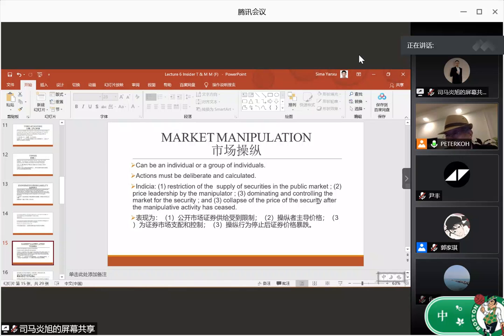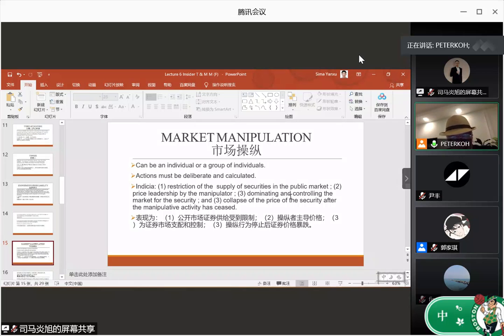Now we move on to part 2. Part 1 is insider trading. Part 2 is market manipulation. Now, who can be involved in market manipulation? An individual or a company? It can be an individual or a group of individuals, right? That is different from a company. But very important, you must understand that the action for market manipulation must be deliberate and calculated. Must be deliberate and calculated.